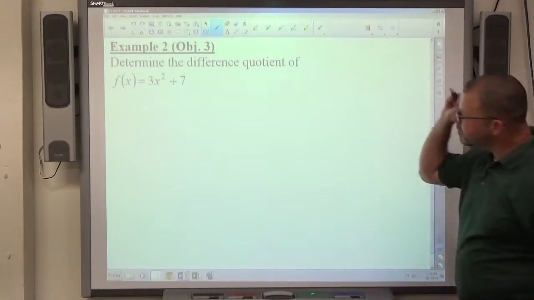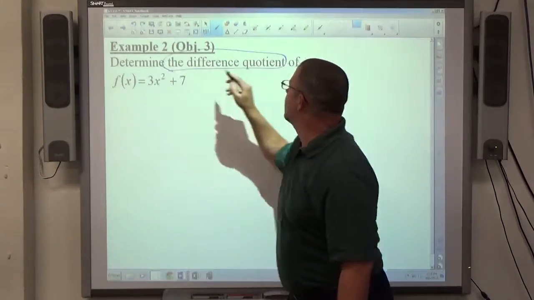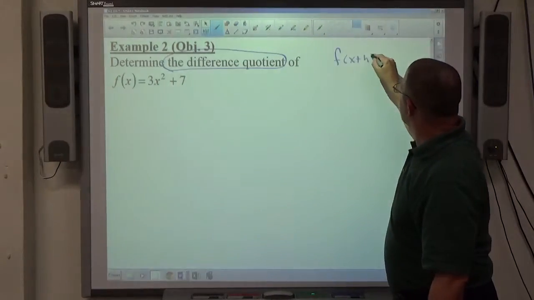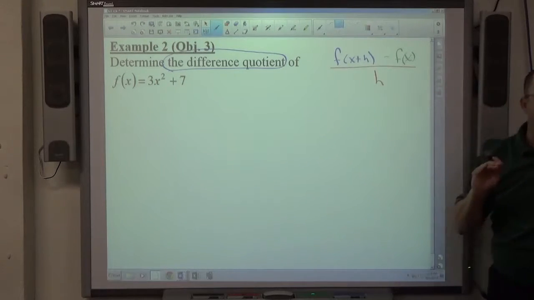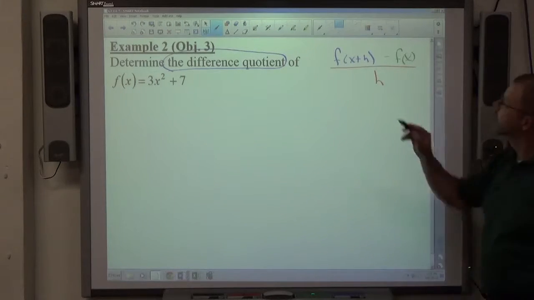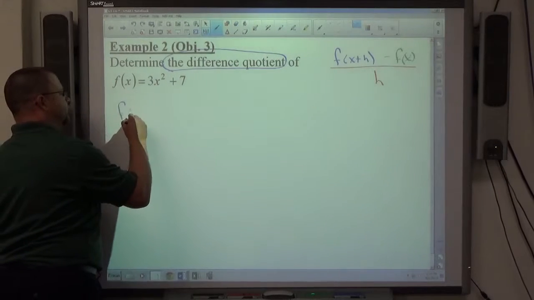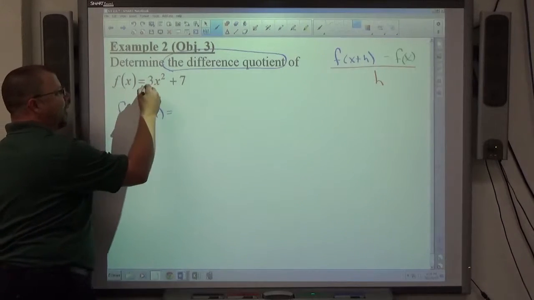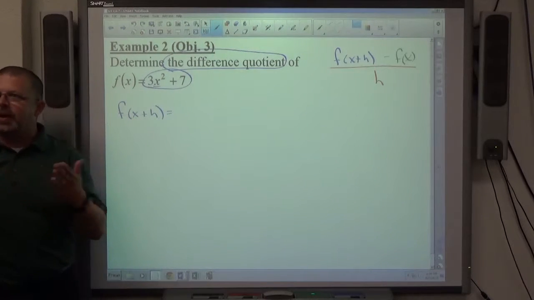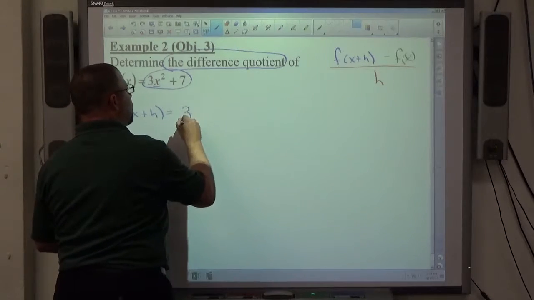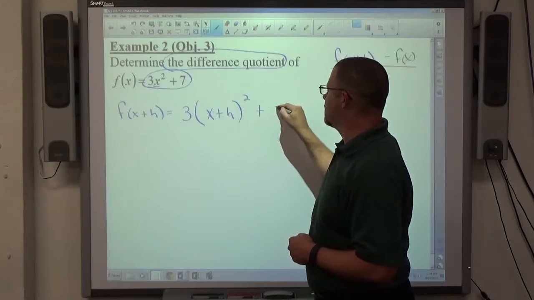So let's watch this. Determine the difference quotient. So again, once it says the difference quotient, it immediately means f of x plus h minus f of x all over h. That's what difference quotient will always mean. So, to make f of x plus h, we take function f of x, which is this function. We change x into x plus h and do whatever is happening to x. So 3 is being multiplied by x squared, x is being squared, so x plus h has to be squared, and then plus 7.